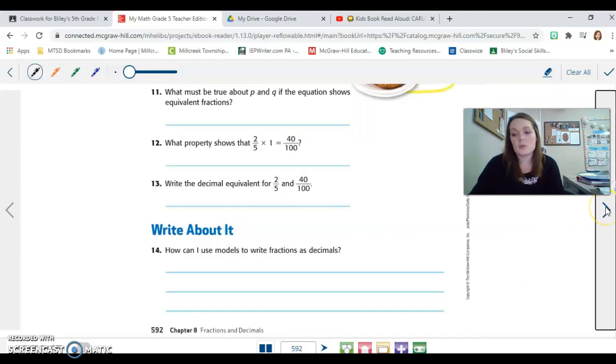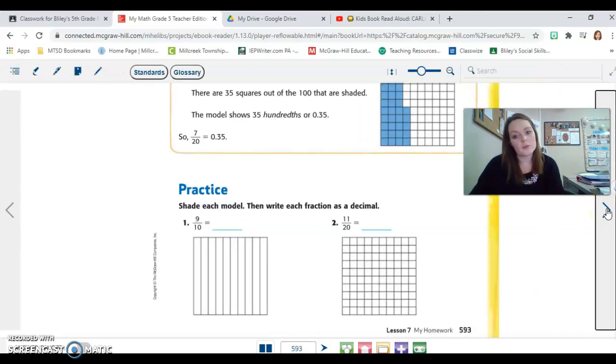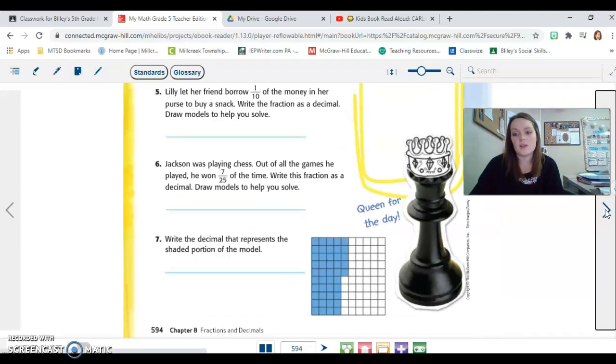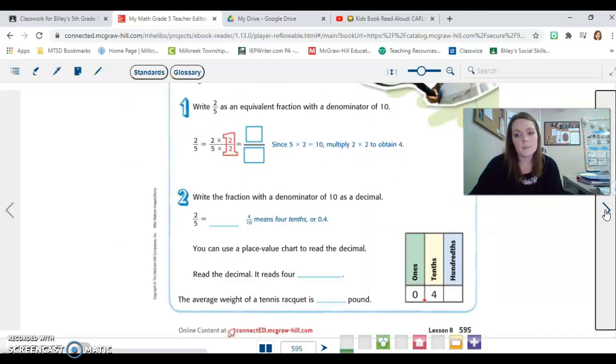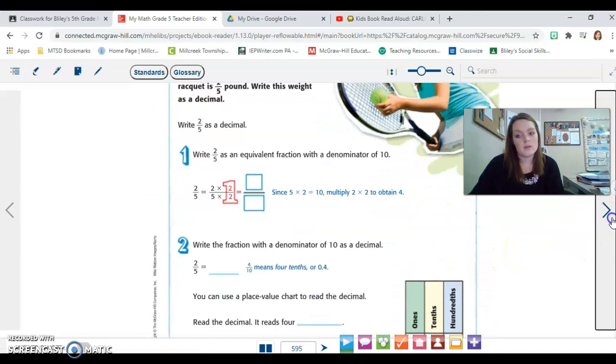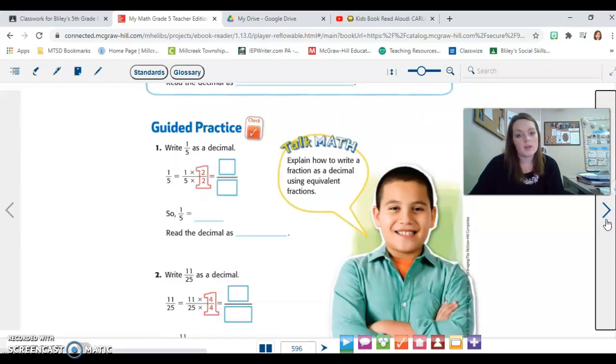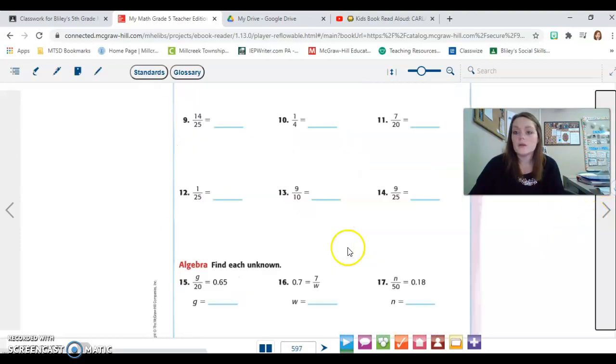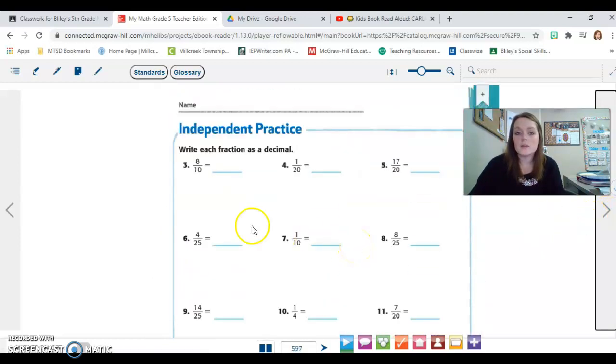I'm going to jump to our next lesson, which is very similar to what we've been doing in this lesson, just without the visual. It says write each fraction as a decimal.